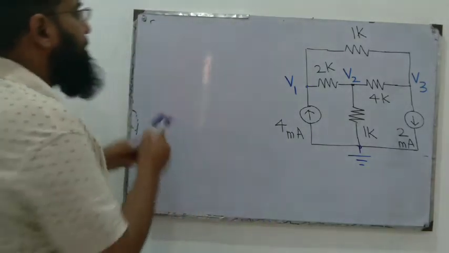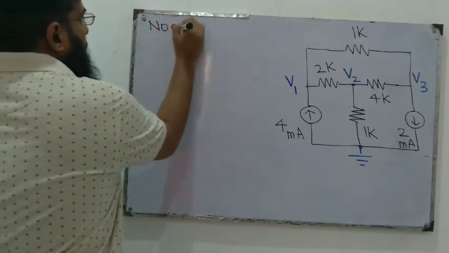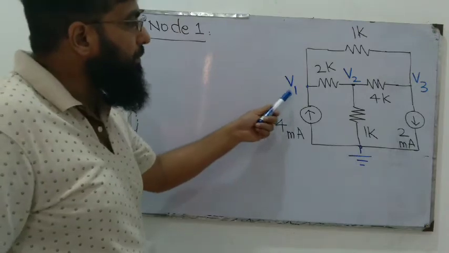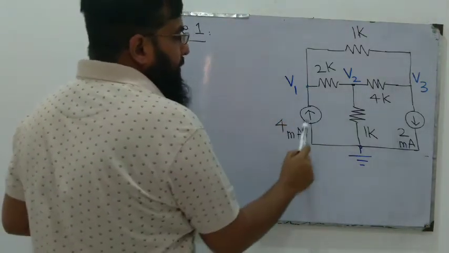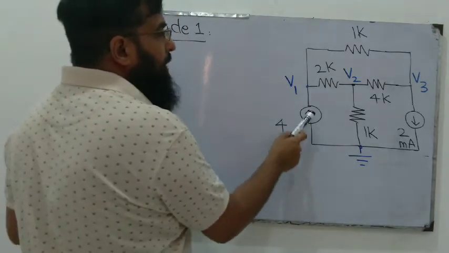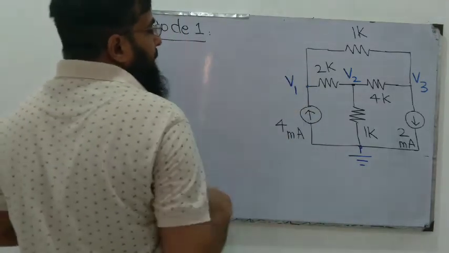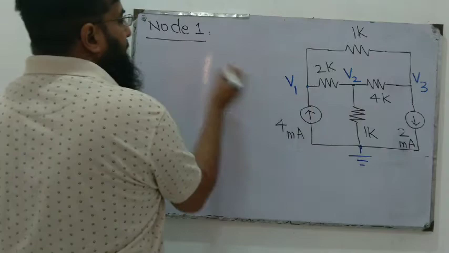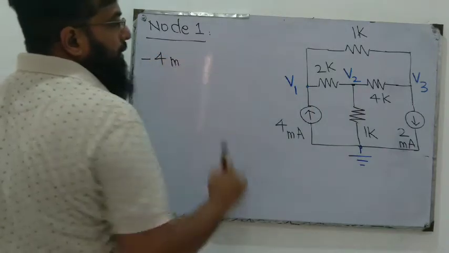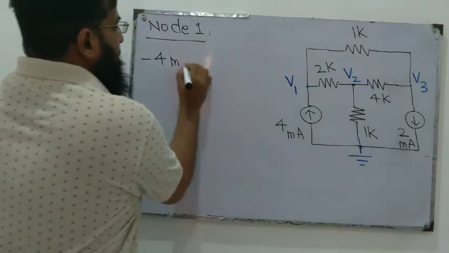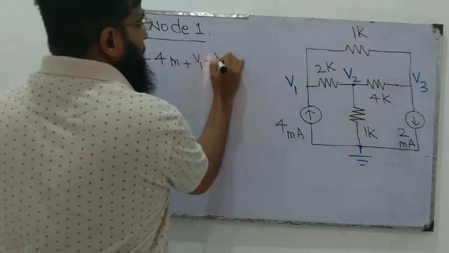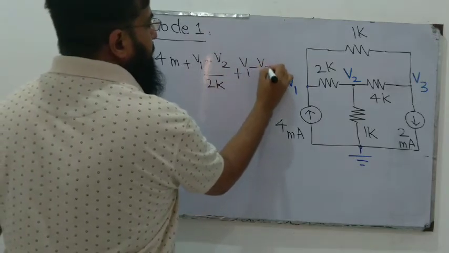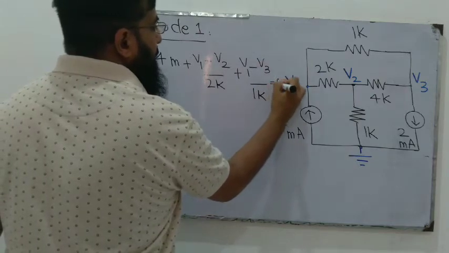First, let's write equation 1, the equation for node 1. Node 1 has three branches connected to it. This 4 milliampere current source: the current is coming into this node V1. Since this is an entering current, we'll write it as negative 4 milliamperes, plus (V1 minus V2) over 2k plus (V1 minus V3) over 1k is equal to 0.